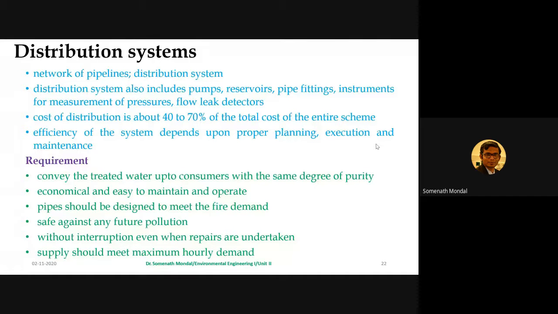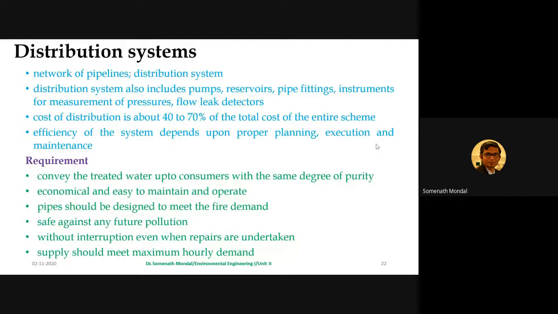So we need several types of appurtenances, as you can see in this slide. In a distribution system we have pumps, reservoirs, pipe fittings, and instruments for measurement of pressure, flow, and leak detection. All these appurtenances holistically create a distribution system, and the cost of the distribution system is about 40 to 70% of the total cost of the entire scheme. So this is also very important to remember.